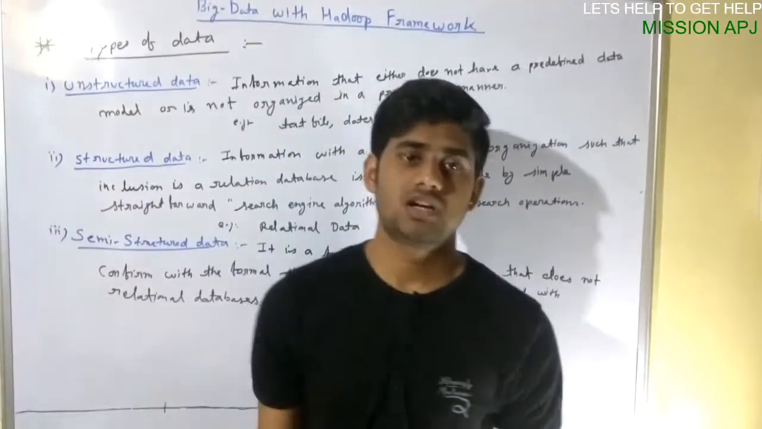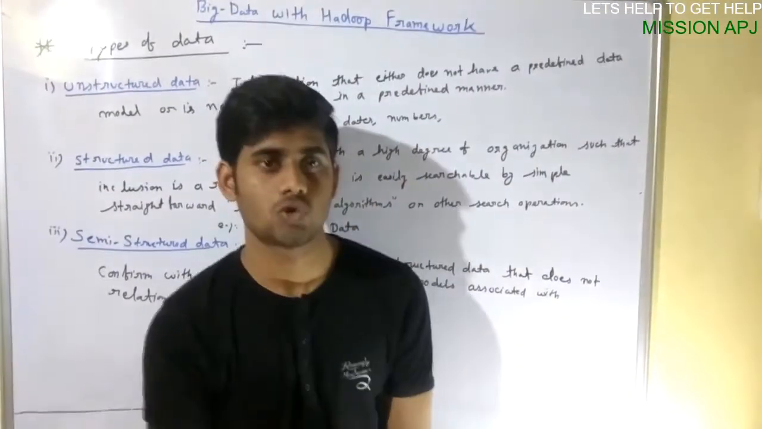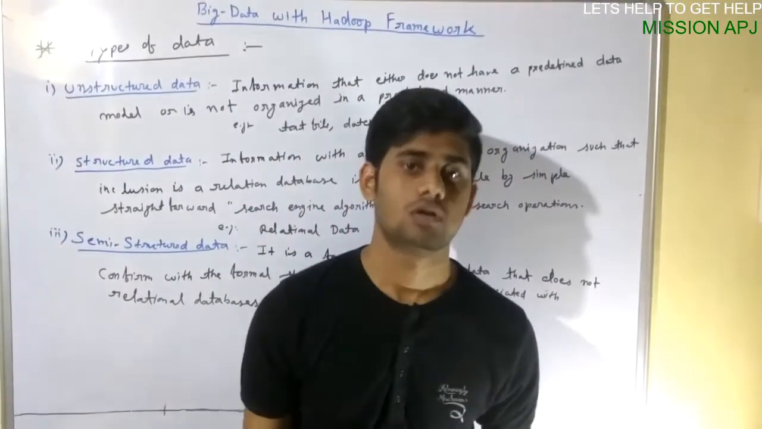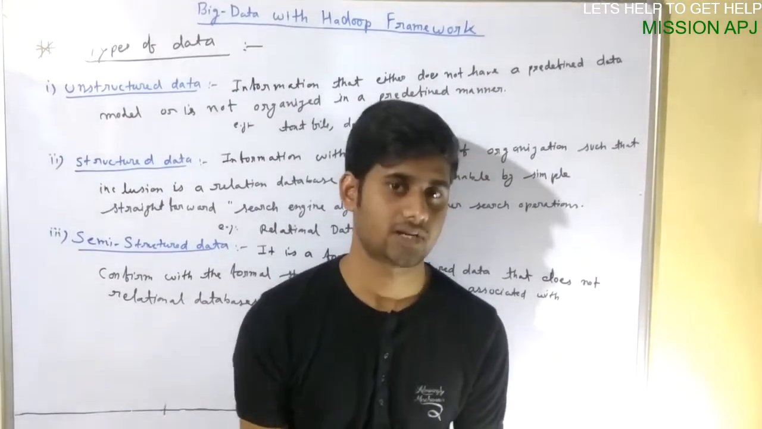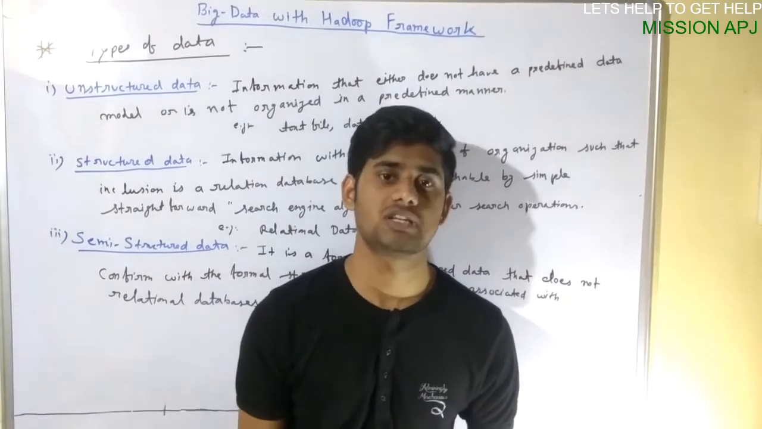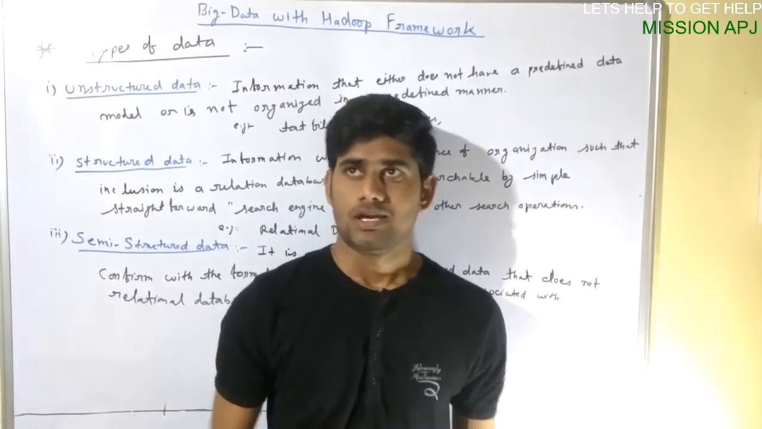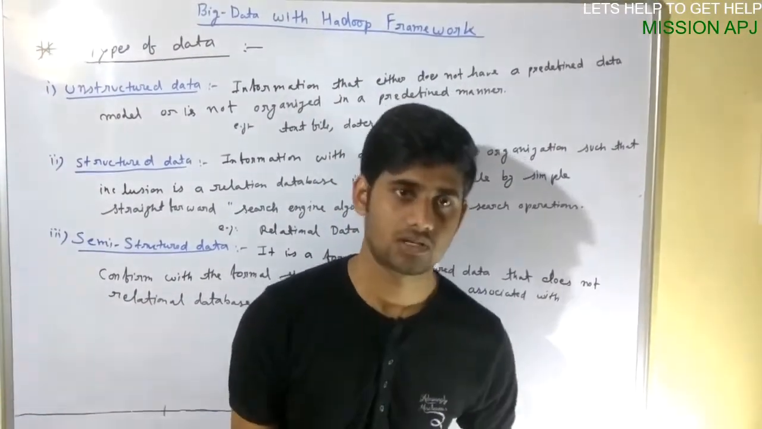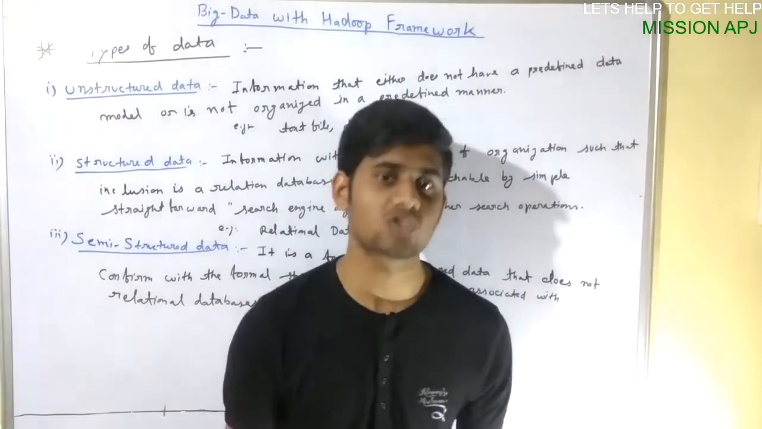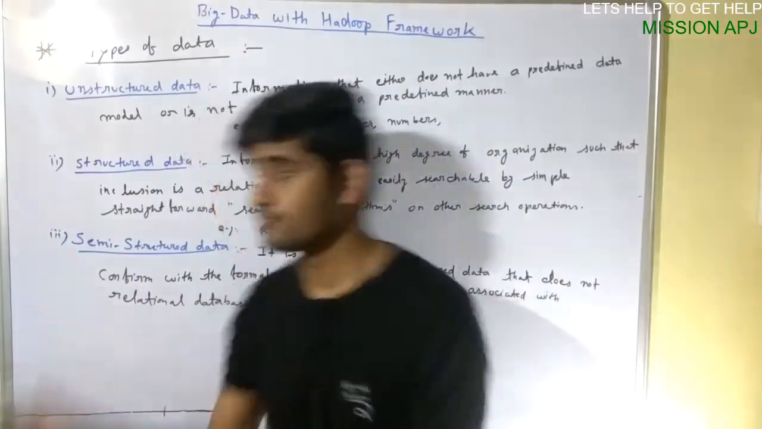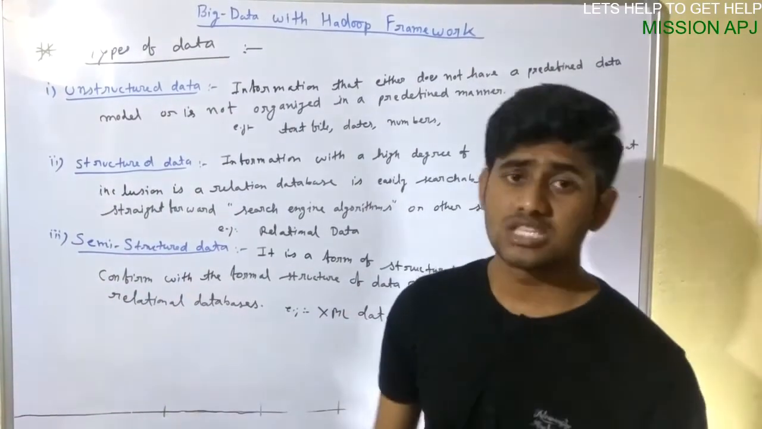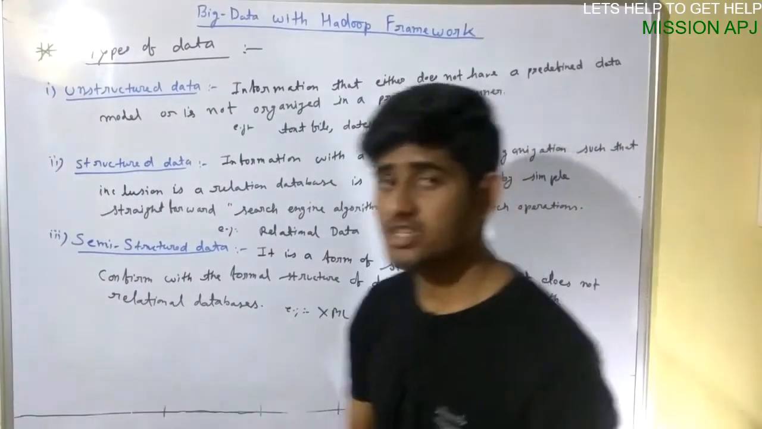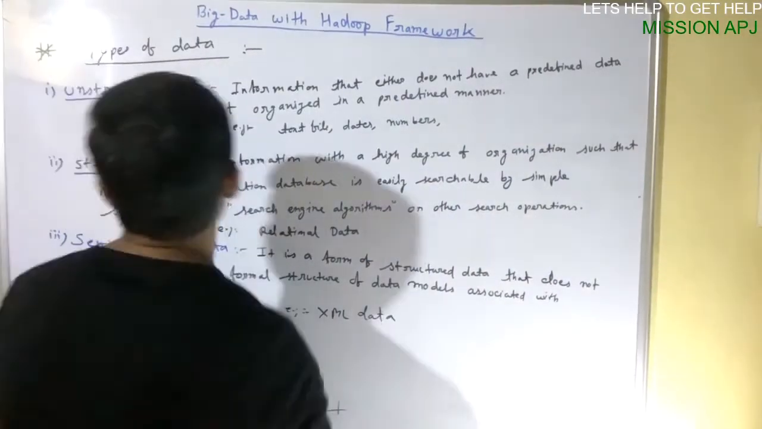Now what is data? Information which can be stored is your data. So stored information is data. Now, the huge amount of data we are generating is categorized in three forms: unstructured data, structured data, and semi-structured data. Let us understand each one by one.